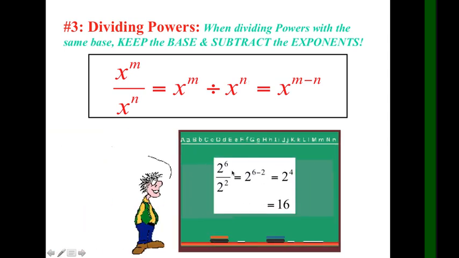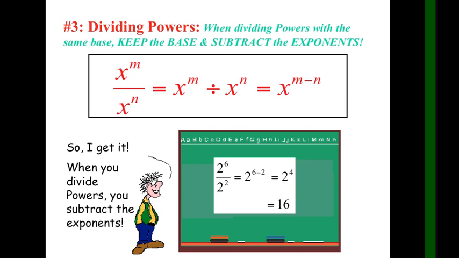Example, 2 raised to 6 over 2 raised to 2 equals 2 raised to 6 minus 2. So, 6 minus 2 is 4. So, 2 raised to 4 is 16. That means you will multiply 2 by itself 4 times, and you will get 16. 2 times 2 is 4. Times 2 is 8. Times 2 is 16. So, I get it. When you divide powers, you subtract the exponents.